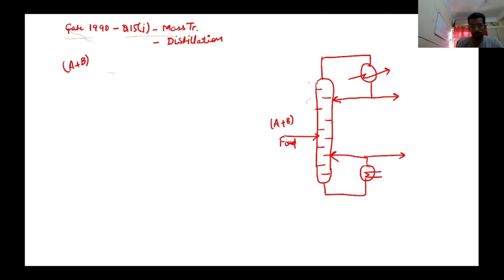The portion above the feed line is called the enriching section or rectifying section. Rectifying section. The section below the feed line is called the stripping section.